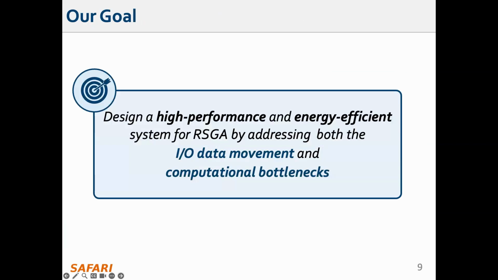Therefore, the goal of our work is to design a high-performance, energy-efficient, and scalable system for raw signal genome analysis by addressing the I/O data movement bottleneck as well as the computational bottlenecks we observed.